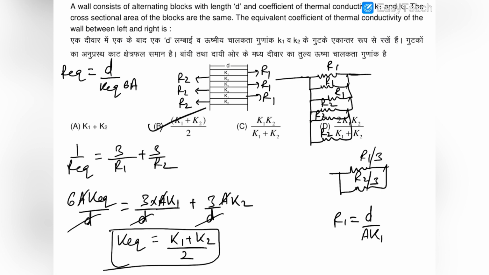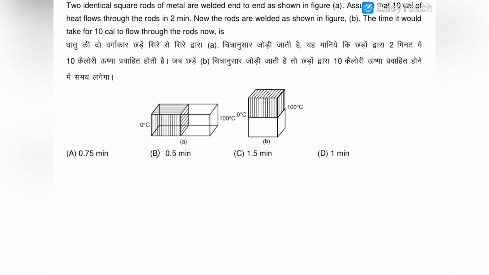Now we move on to the next question. In this problem, you can see that there are 2 identical square rods of metal which are welded first of all in series like that, and their ends are maintained at the temperature 0 degree Celsius and 100 degree Celsius.